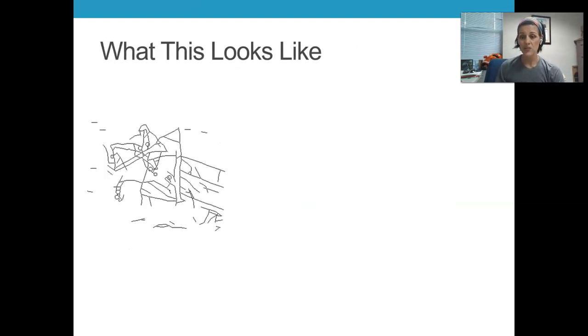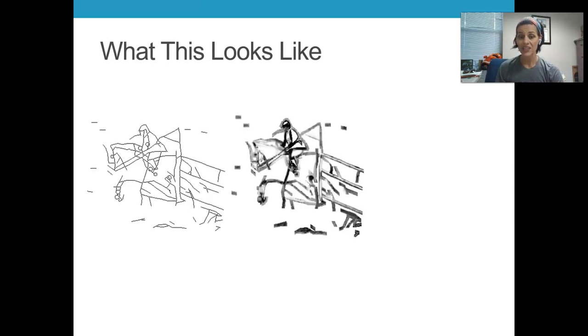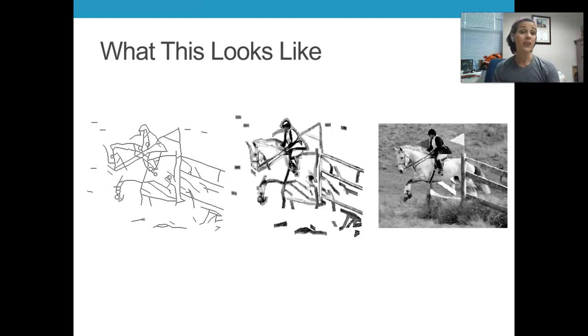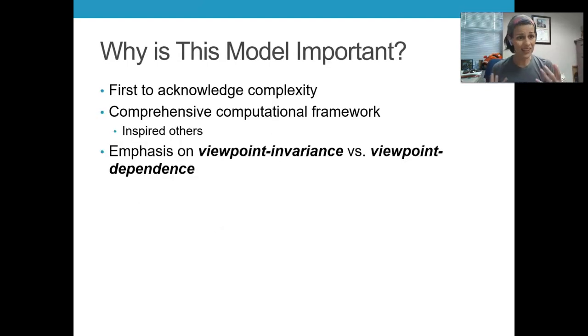So here's what this looks like. We have our primal sketch right here. We have our 2.5D sketch. And then we finish with our 3D model representation. So why is this model so important? It was the first to really acknowledge how complex object recognition really is. It's something that you and I take for granted every day.